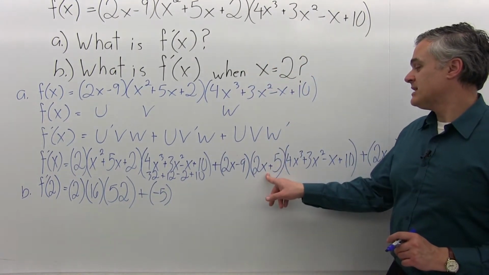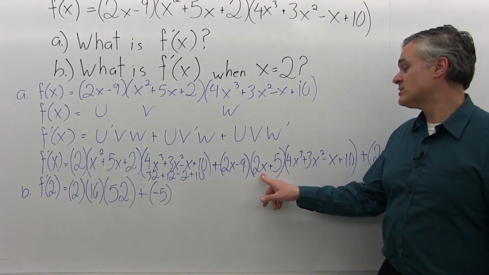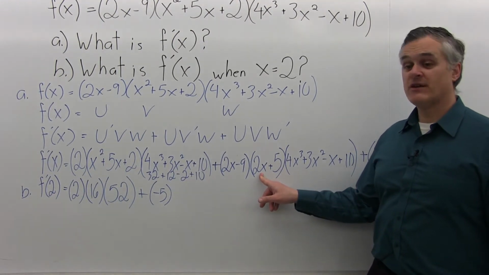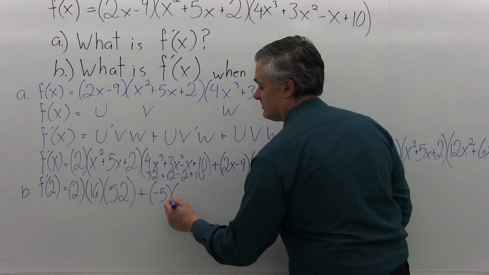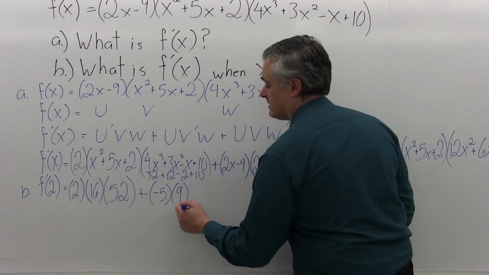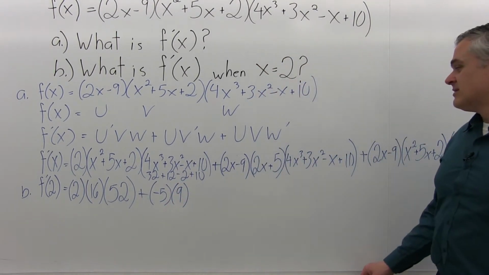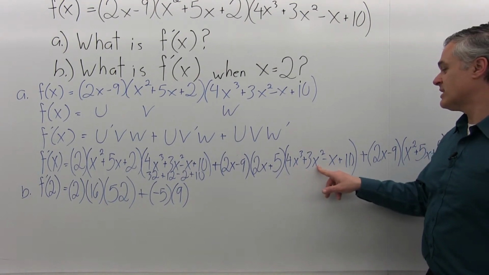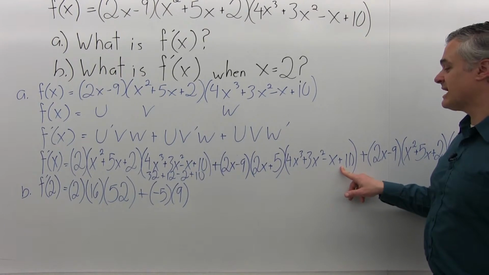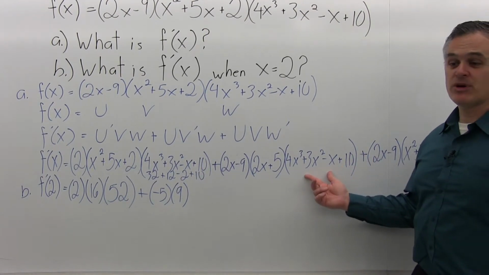And then the middle piece here, 2x plus 5 becomes 2 times 2 plus 5. 2 times 2 is 4. 4 plus 5 is 9. And finally, this big piece at the end, 4x cubed plus 3x squared minus x plus 10. What does that come out to when I put in a 2?